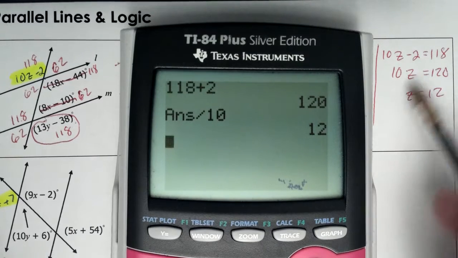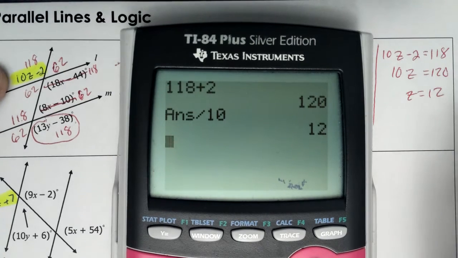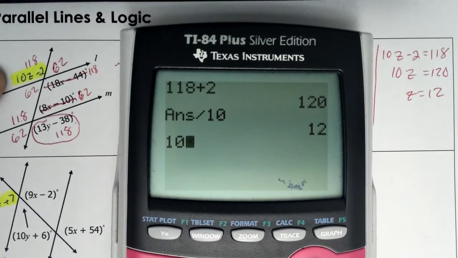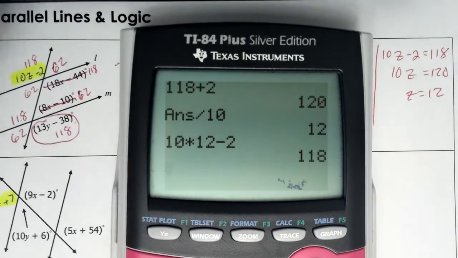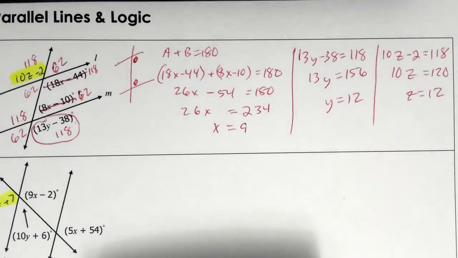Now, a lot of people accidentally put the answer as 10, but you'll catch your mistake if you plug it back into the picture. So we have 10 times 12 minus 2. It popped out 118, and that's what it was supposed to be. So that's telling me once again that I'm correct. So those are the three answers.